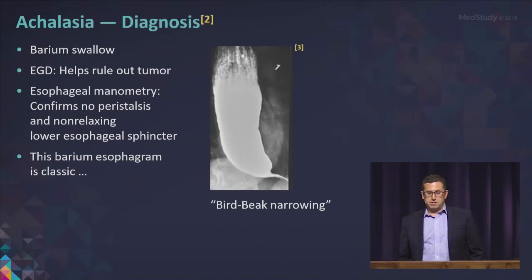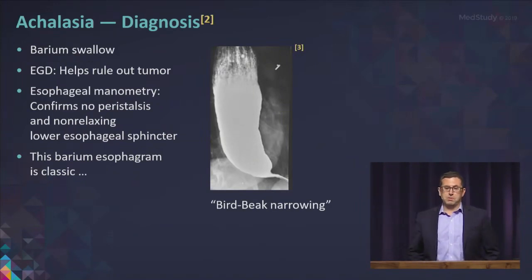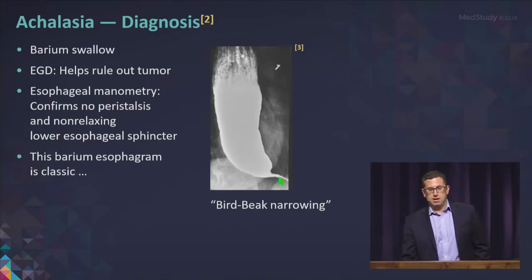So diagnosis could be made with a few modalities. Classically, people would do a barium swallow, and you could see the bird's beak here, this narrowing. If you see that on a test, that is classic for achalasia. An endoscopy is almost always done, and that helps rule out a tumor and rule out other etiologies. And then esophageal manometry would classically show no peristalsis and a non-relaxing lower esophageal sphincter.